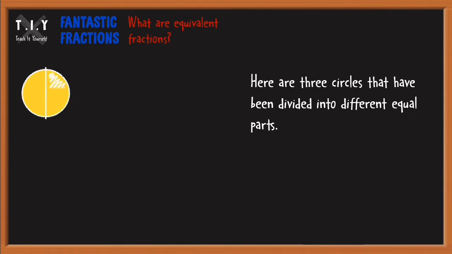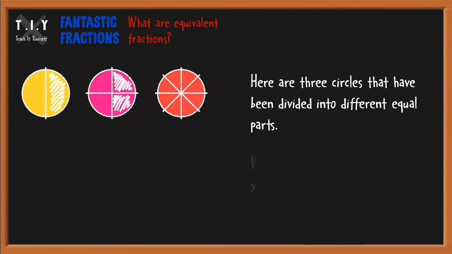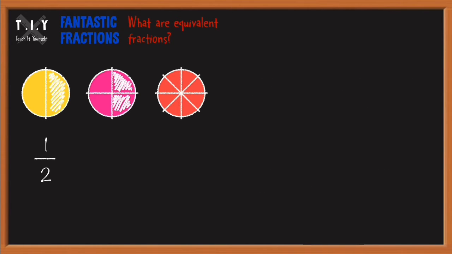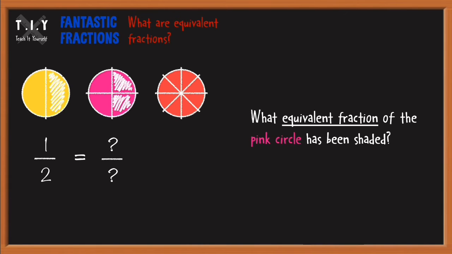Here are 3 circles that have been divided into different equal parts. We have shaded 1/2 of the yellow circle. What equivalent fraction of the pink circle has been shaded? The pink circle has been divided into 4 equal parts. 2 of those parts have been shaded, so our equivalent fraction is 2/4.